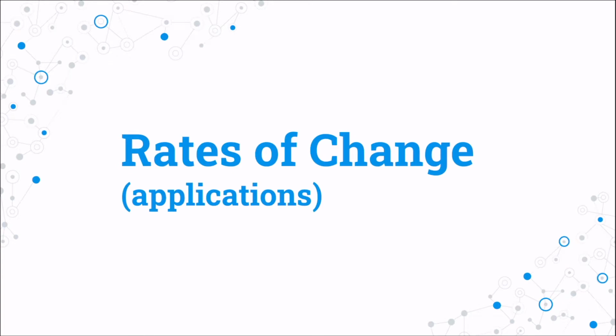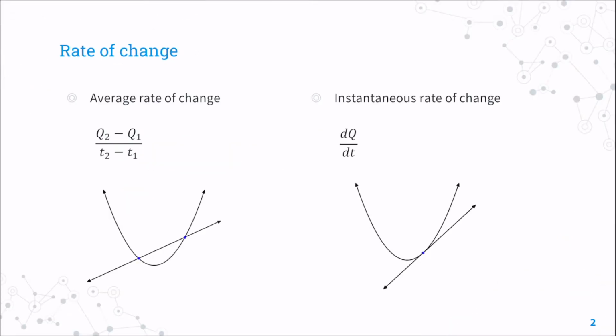Hey guys, today we are doing rates of change, which is basically applications of calculus, what we have been doing so far. Now there's two rates of change we should be familiar with. The first one is the average rate of change. This formula should look familiar because it is essentially the gradient formula, y2 minus y1 over x2 minus x1, and it measures a line between two points, which is pretty much the secant.